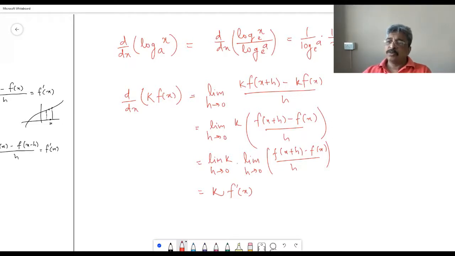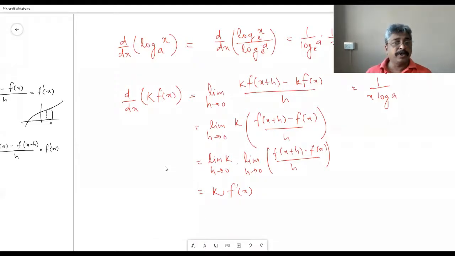Whether you are putting it in the denominator or numerator, you need to be very clear about it. You cannot get confused. Log a to the base e, or you can remember it like 1 upon x log a, is the derivative of log x to the base a. So these are some basic derivatives. I think we have done derivatives of trigonometric functions also, that is sine, cos and tan. Now we have to concentrate on a few results on derivatives, which we will do now.